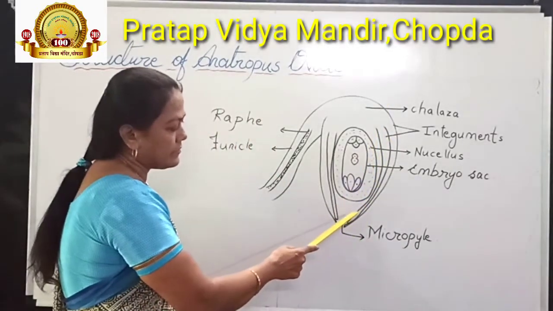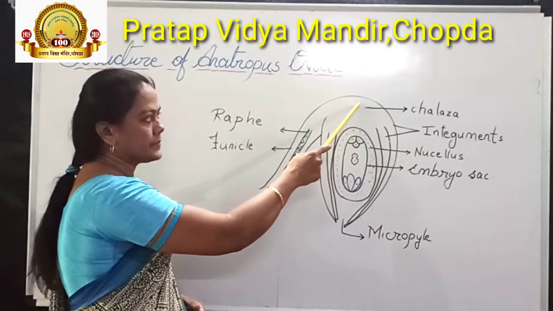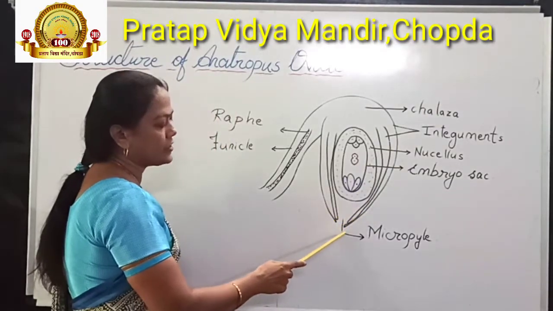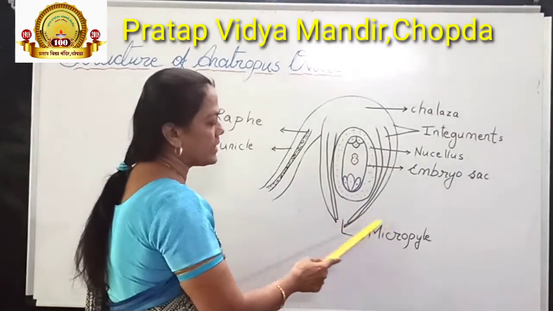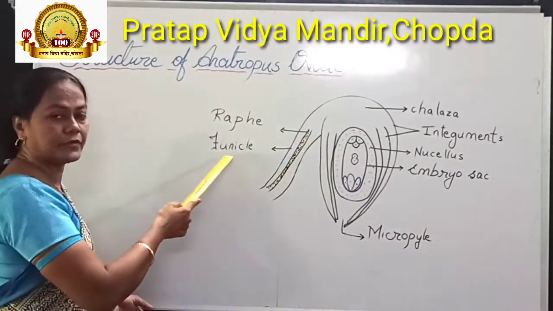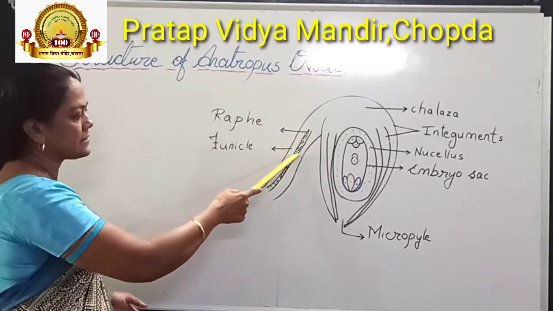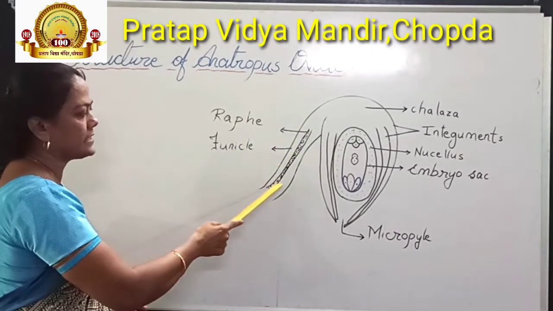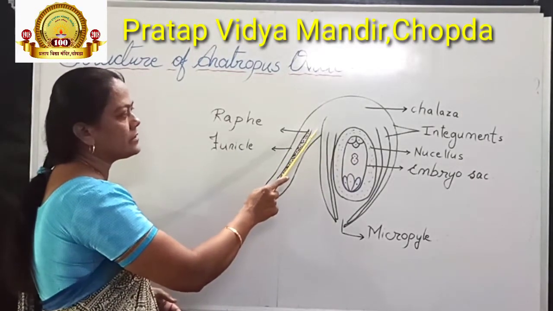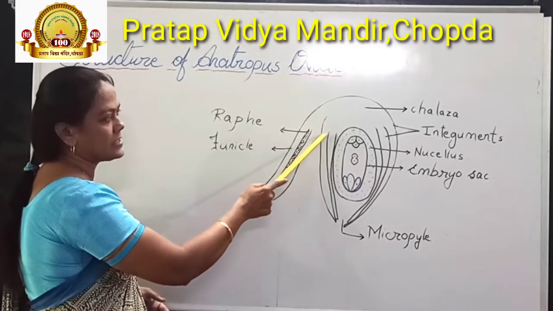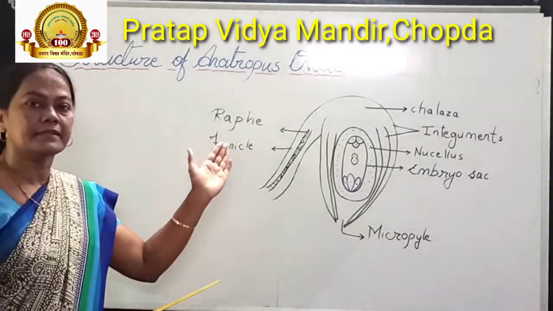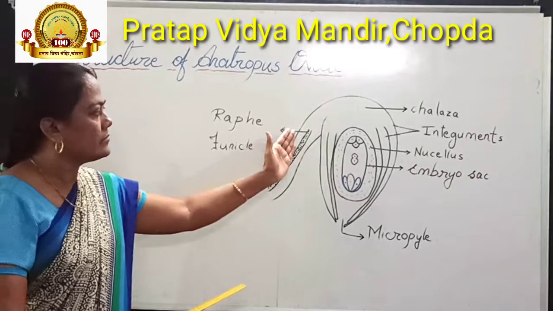The part where integument is absent is called chalaza, and an opening of the integument is called the micropyle of the ovule. The stalk of the ovule is called funicle. It has raphe, that is connective tissue, which connects the stalk with the body. At the point of bending, this point of the ovule is called hilum, where it can bend and get inverted.